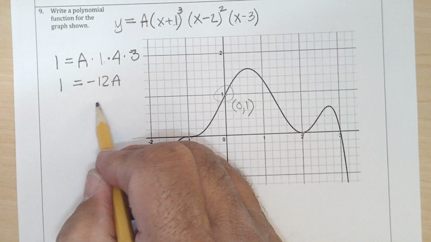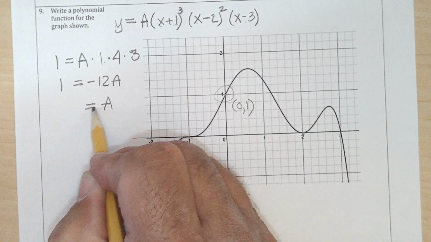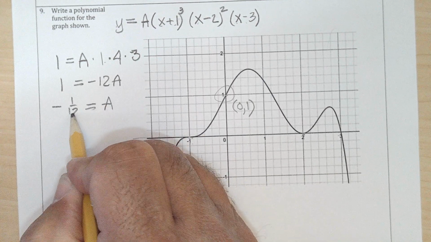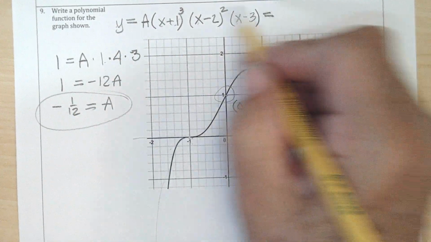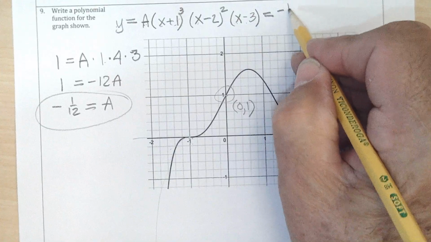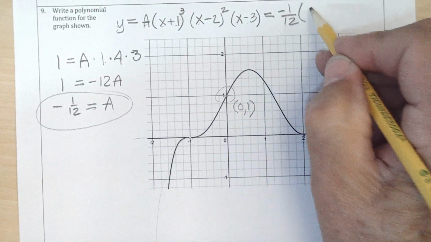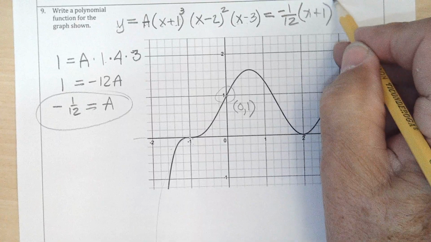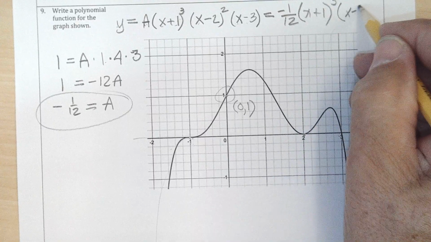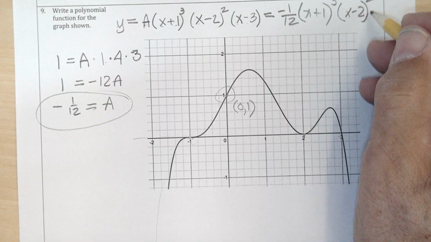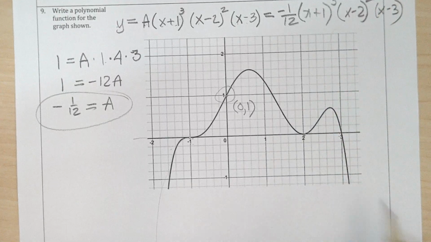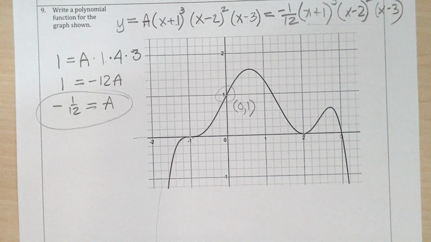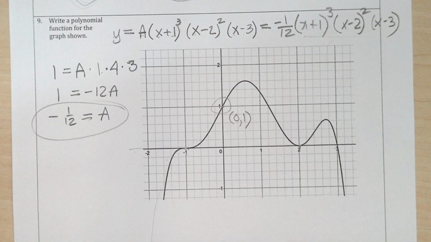So if I divide by -12, I get a has to be -1/12. So my final equation should be a -1/12 times x plus 1 to the third, x minus 2 to the second, and x minus 3. Now, if you wanted to multiply this all out, you could, but I certainly wouldn't want to do that. It's a mess. And that's it.